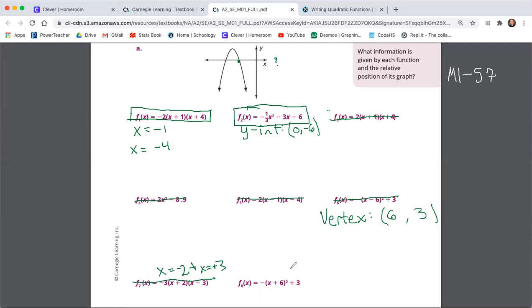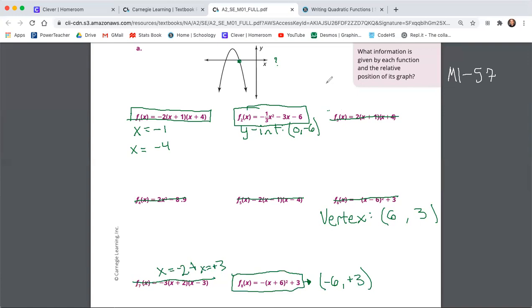All right, our last function, another vertex form. This one right here is telling us that we have a vertex at (-6, 3). So that certainly seems to be true. Again, we don't have axes to really test this out, but it appears possible that we could go 6 units to the left and 3 units up to get to this vertex. So let's go ahead and put a box around that one as well.